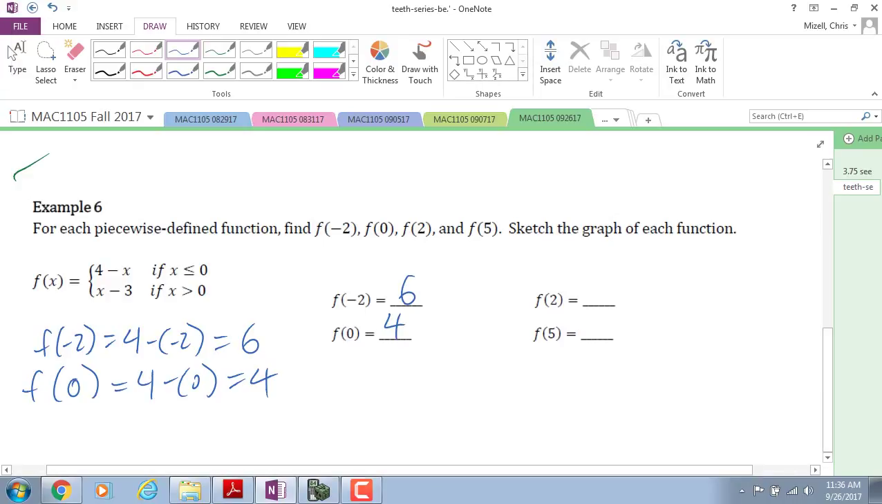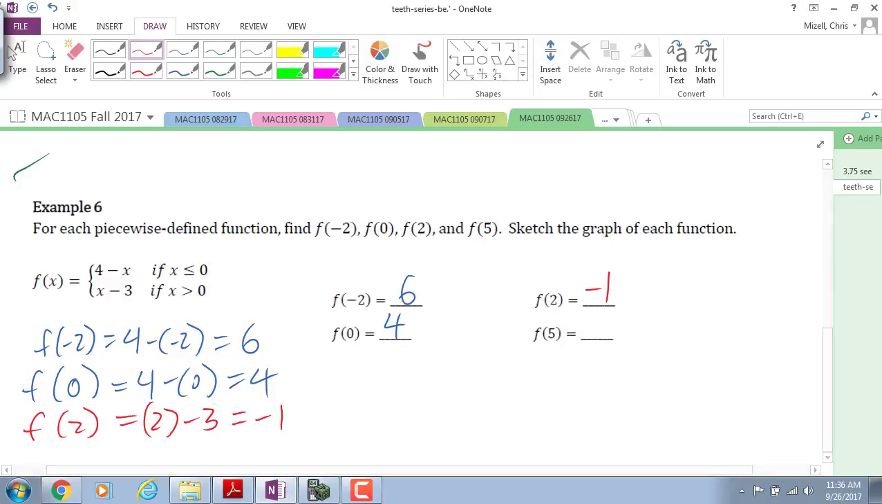How about 2? Is 2 less than or equal to 0, or is 2 greater than 0? 2 is greater than 0. So to evaluate the function at 2, that's on the different piece, the x minus 3 piece, we substitute 2 for x in the expression x minus 3, and we get -1.